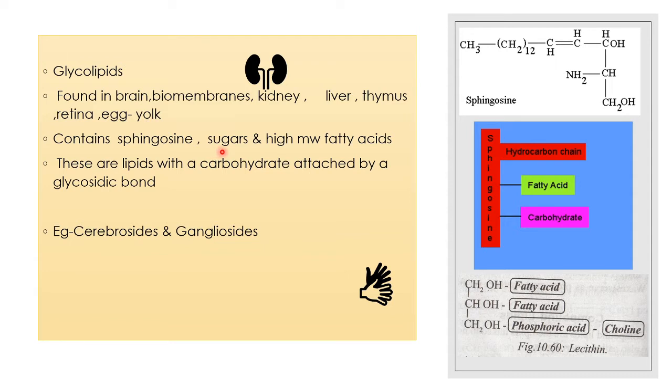So what are the components of glycolipids? Look at the picture here. It contains a sphingosine, a sugar, and a high molecular weight fatty acid. So how many components are there? There are three components: one, two, and three. The sphingosine, this hydrocarbon chain along with this one, is called the sphingosine. The red color part is totally called the sphingosine.